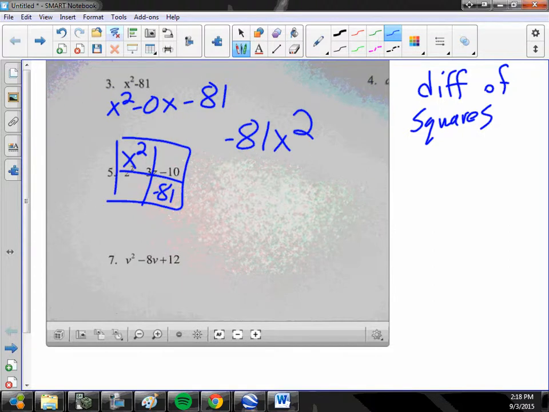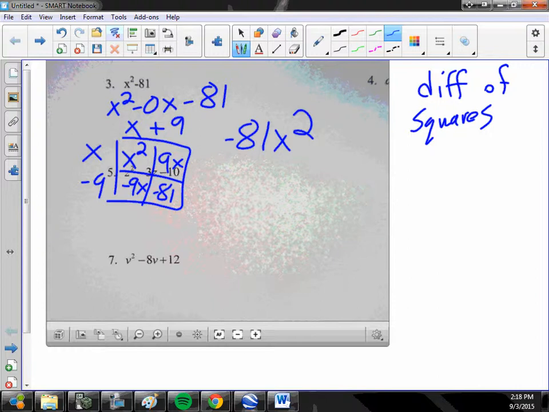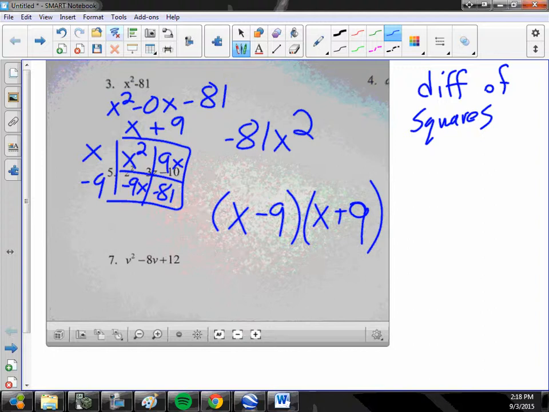9 and negative 9. So 9x and negative 9x. X plus 9 minus 9. And I get x minus 9 and x plus 9. Okay, a difference of squares always factors in this way. Does anybody remember the name of those? Conjugates. They're called conjugates.